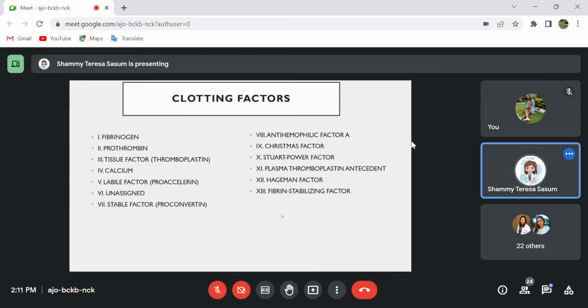These are some clotting factors, including fibrinogen, prothrombin, tissue factor, calcium, proaccelerin labile factor, stable factor, Stuart-Prower factor, plasma thromboplastin antecedent, Hageman factor, and fibrin stabilizing factor.